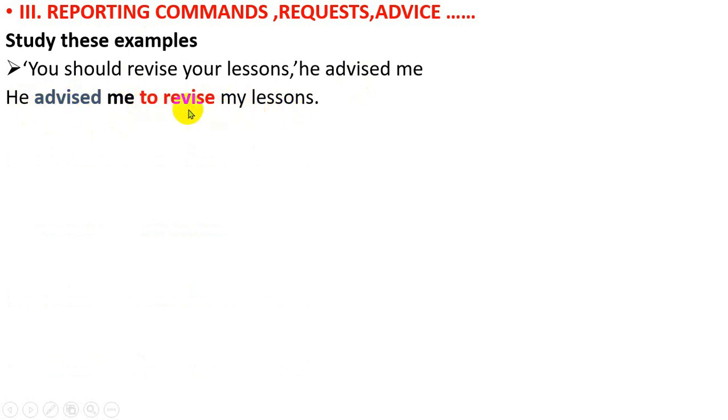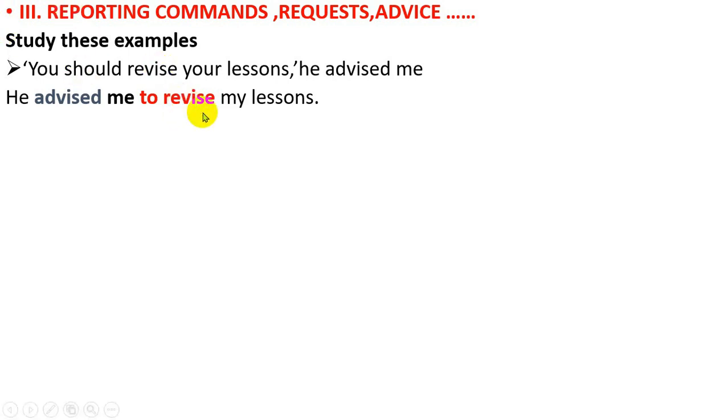So here we take just the general meaning, just what is necessary. We don't need this you or should. We take just what is necessary. He advised me to revise my lessons. So you have the verb advise plus object, me, plus verb. This is how you should remember advise. This is the form. This is the rule. Advise plus object plus infinitive.